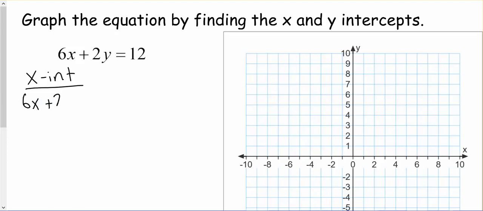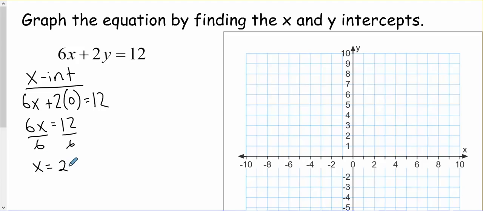6x plus 2, and all along our x-axis our y value is 0, so we're substituting in a 0 for y, so we get 6x equals 12. We divide by 6 and we get x equals 2. So we've got an x-intercept at 2, that's the point (2, 0). Our x value is 2, our y value is 0.